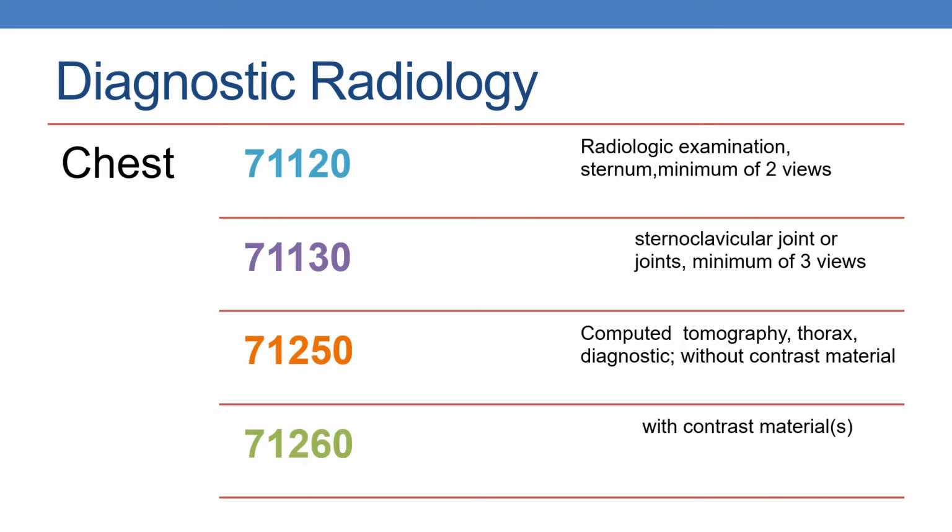The next is 71120. Radiological examination sternum minimum of 2 views. The next is 71130. Sternoclavicular joint or joints minimum of 3 views. Next is 71250. CT thorax diagnostic without contrast material. The next is 71260. CT thorax diagnostic with contrast.